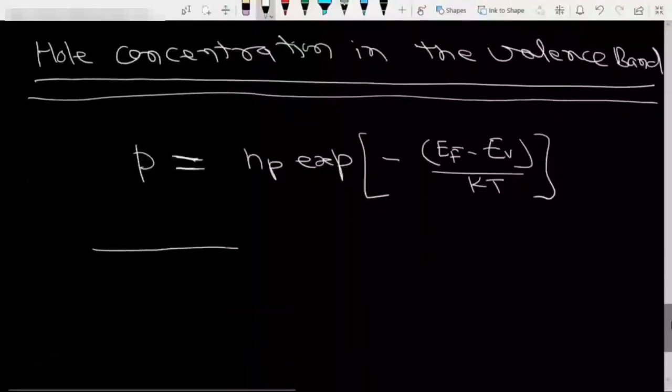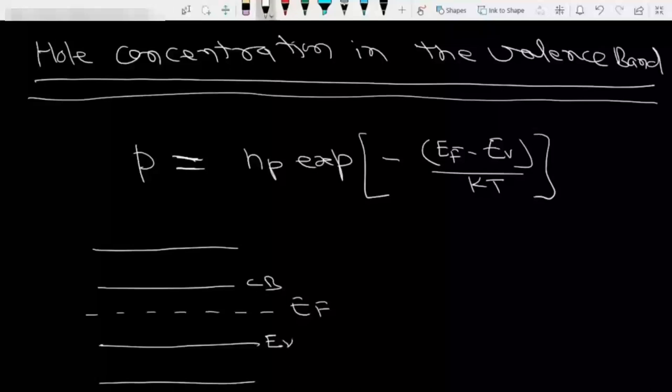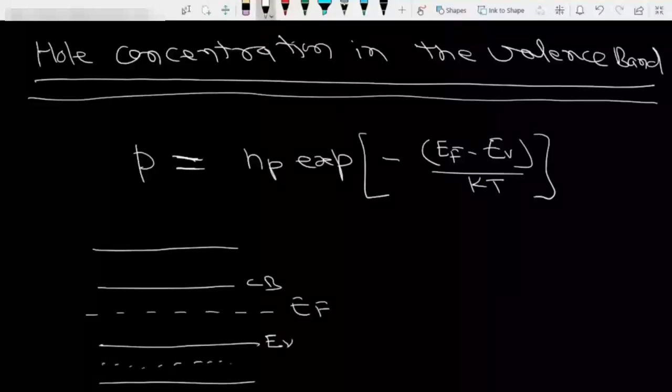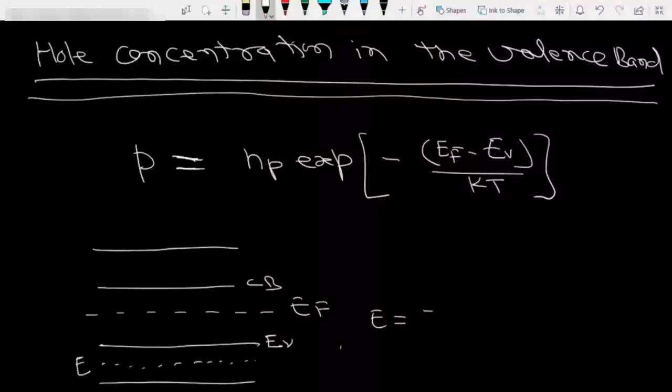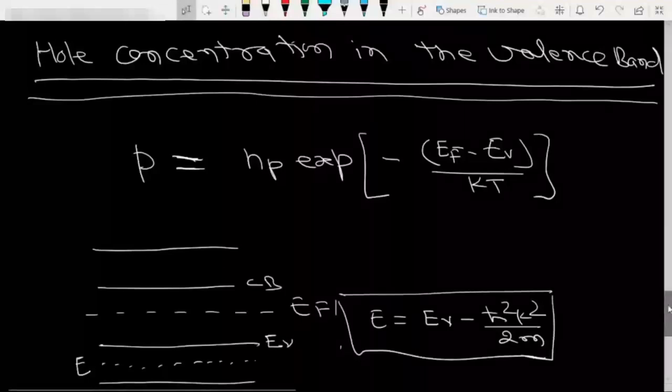Here we have to consider this concept that, let's say it's the conduction band, we don't need this conduction band this time, we only need this valence band. So this is the Fermi level and this is the maximum energy in the valence band. So from here, if we take any value of hole, that is, let's say it's at energy E, then this energy E would be equal to EV minus h square k square by 2m. For electron, we make here a plus sign and here EC, but here since now EV is greater than this energy, so we have to write this in this way. By putting all these values, then we can get this number.